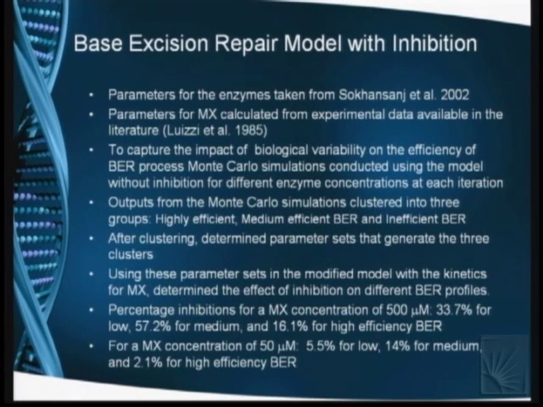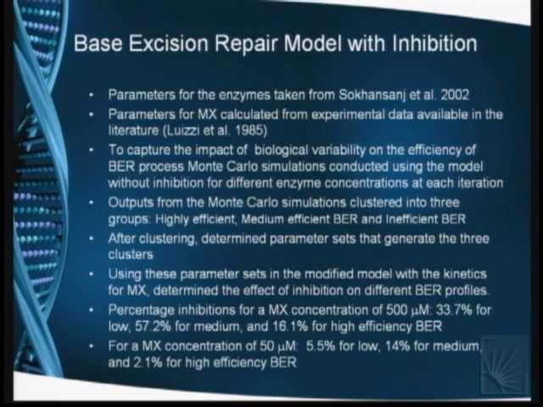For most of the enzymes, we have taken the parameters from the existing literature from where the model was published first. But for the methoxamine parameters, we have actually searched the literature for experimental data. And we have found one paper from 1985, and we have estimated the parameters for methoxamine and used it in the model.